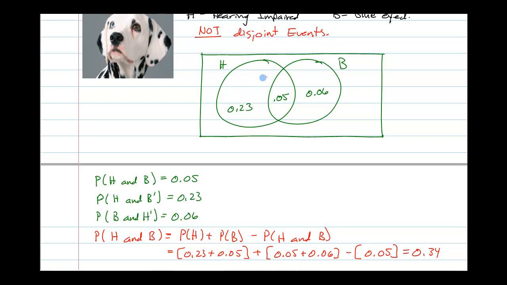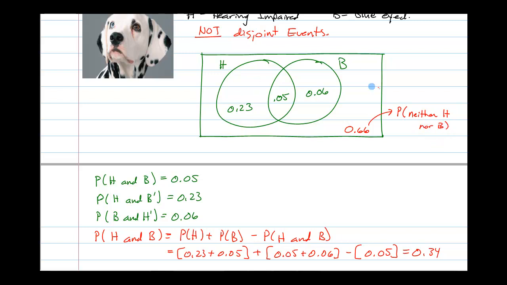Now if you notice, I basically add up these three pieces from the Venn diagram, so it's pretty easy to work with to get that 34% if I add up the 23, the 5, and the 6. Now also notice if I add those up, they don't add up to 1. Well, what ends up happening is out here there are other characteristics that are not accounted for. So out here I have 0.66, and that's the probability that I'm neither H, hearing impaired, nor blue-eyed for my next randomly selected dog.